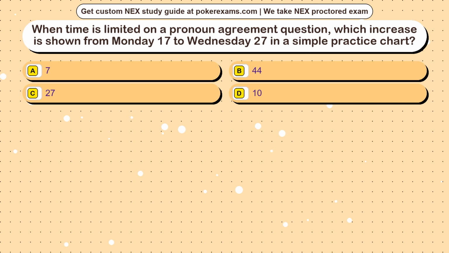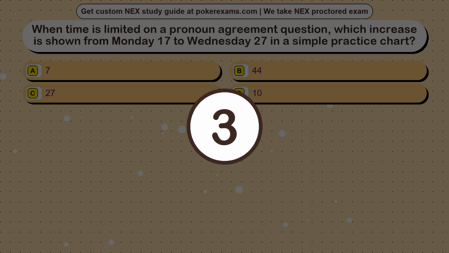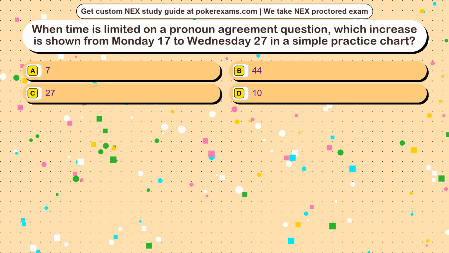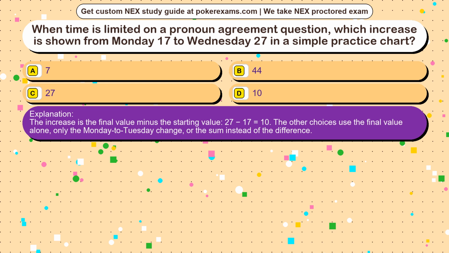Question 5. When time is limited on a pronoun agreement question, which increase is shown from Monday 17 to Wednesday 27 in a simple practice chart? Option A, 7. Option B, 44. Option C, 27. Option D, 10. The correct answer is option. The increase is the final value minus the starting value, 27 minus 17 equals 10. The other choices use the final value alone, only the Monday to Tuesday change, or the sum instead of the difference.